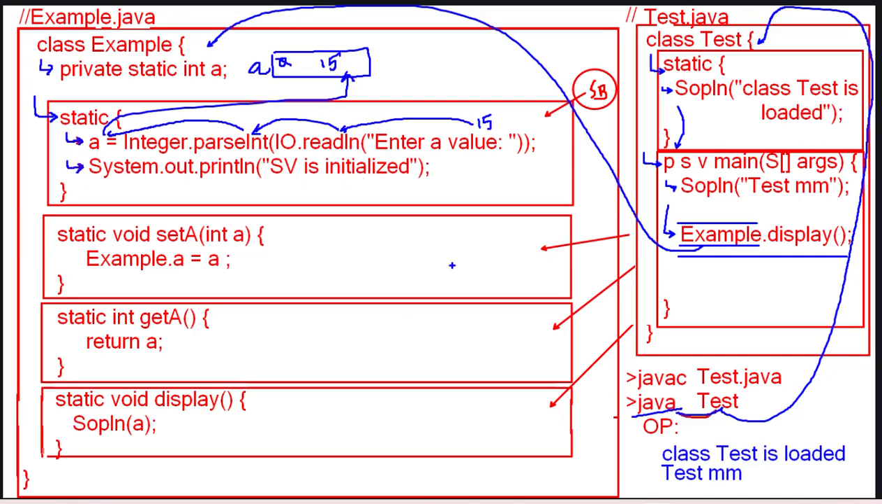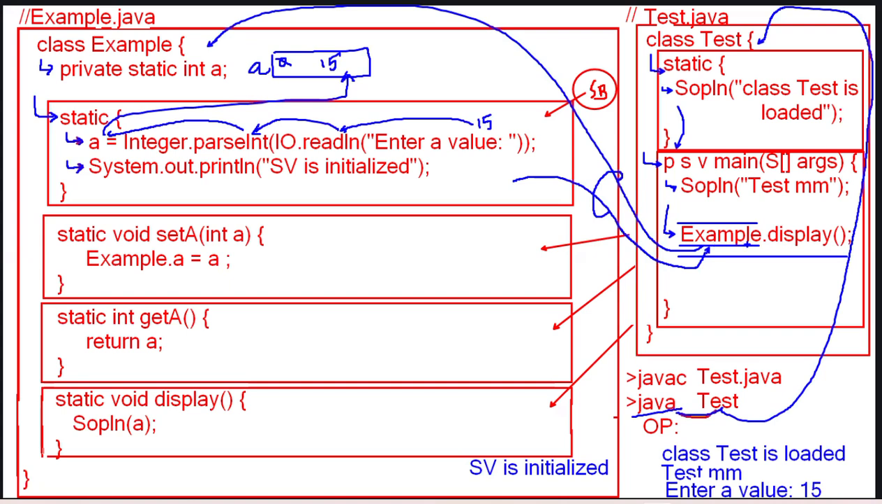Inside A, 0 is replaced with the value 15. Then control goes to the next line, println, "SV is initialized". Here the message is printed, "Enter A value:", you entered 15. After that the message "SV is initialized" appears. After static block execution completes, control comes back to the main method. This is very important. What is the meaning of accessing Example? Load the class, allocate memory to the static variable, execute the static block, initialize the static variable, and make this class ready to execute.